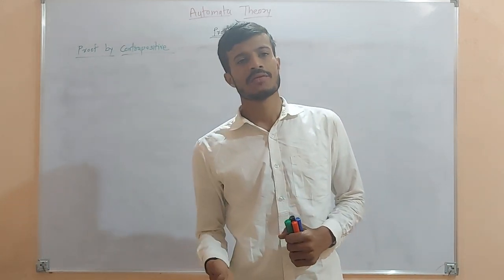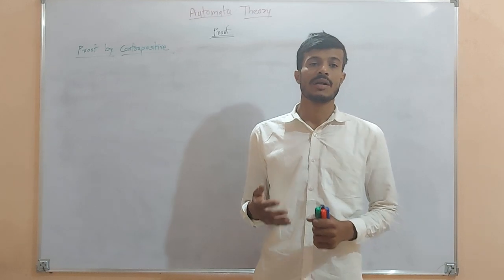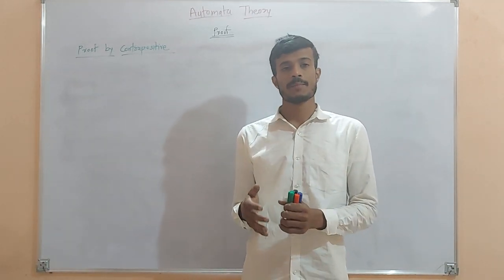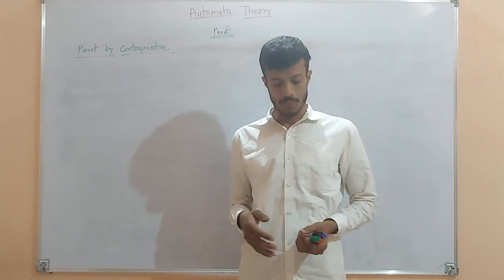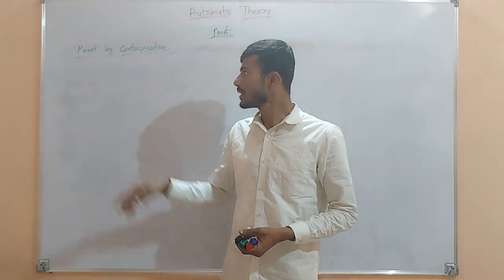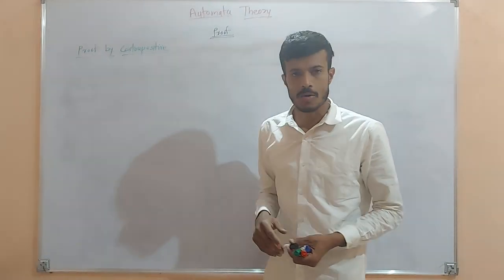In the last lecture, we have seen what is meant by proof, different types of proof, and out of that, we have seen what is meant by proof by construction and proof by contradiction. In today's lecture, we are going to see the example of proof by contrapositive.